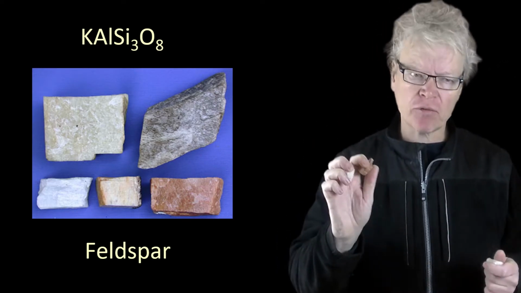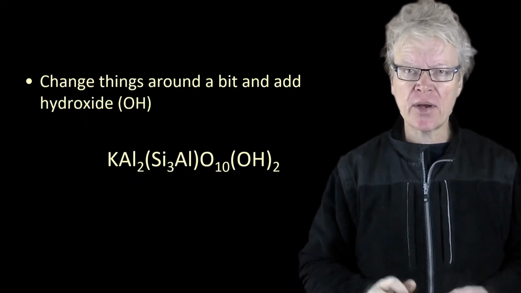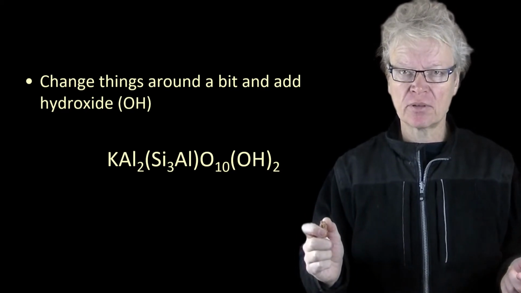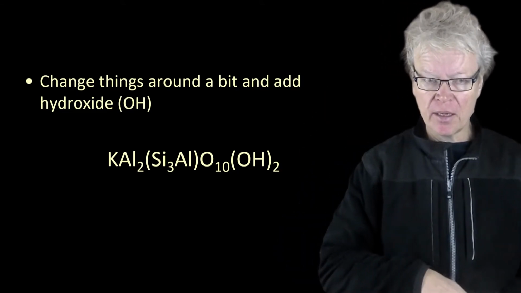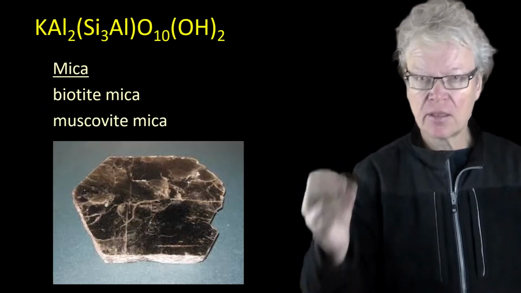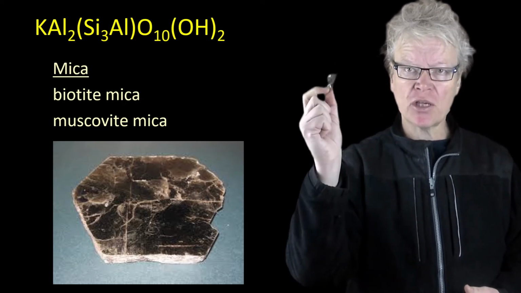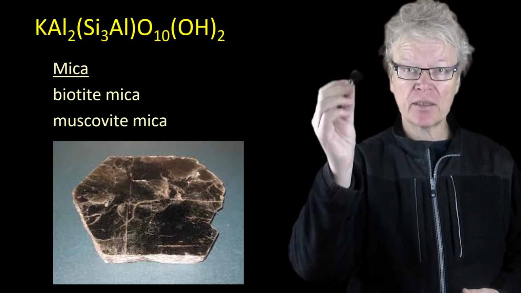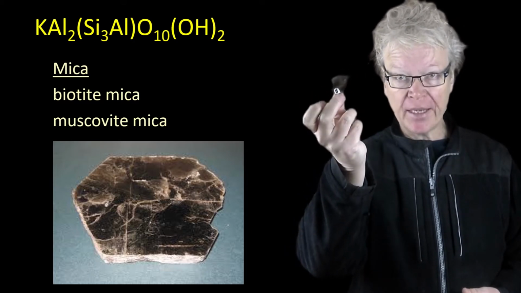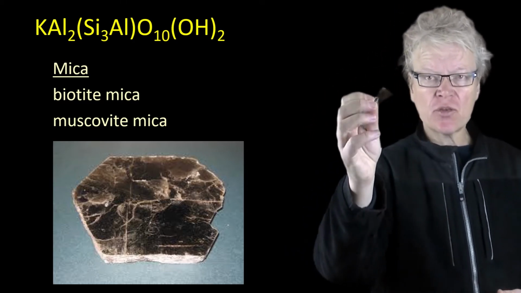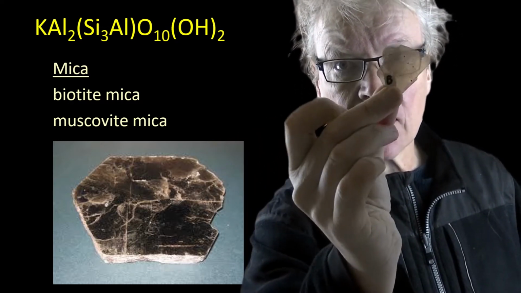Now, if you change things around a bit and add a hydroxide and a few other elements, you end up with this collection of atoms. And it's no longer quartz, it's no longer feldspar, it's in fact this, which is what we call mica. There are two types, biotite mica and muscovite mica. This is muscovite mica, and it's quite a beautiful thing because when you look at it closely, you can see through it. You can see me through it there. Hello.